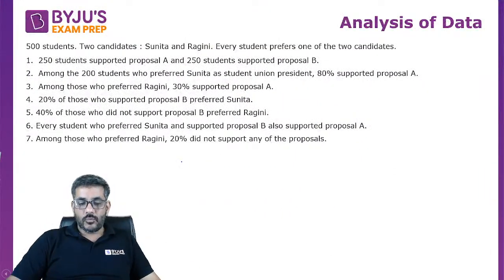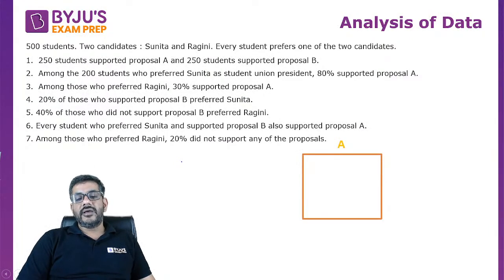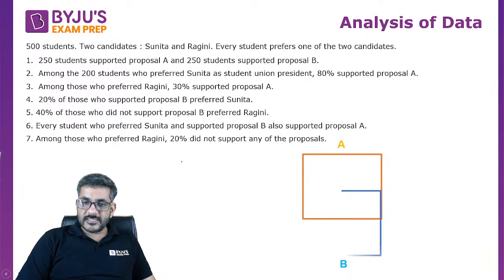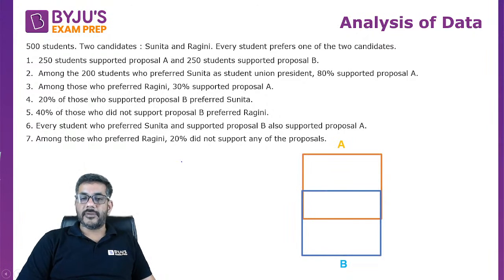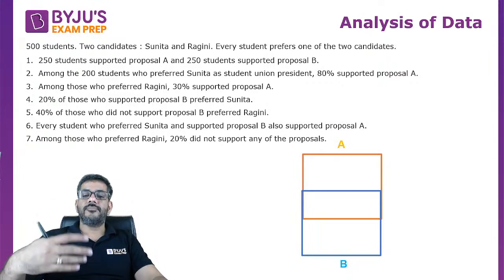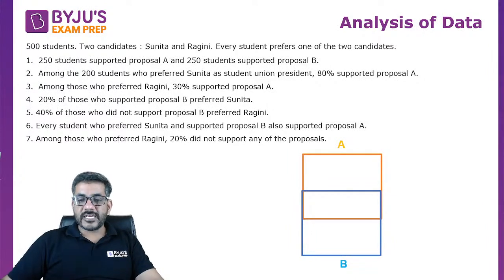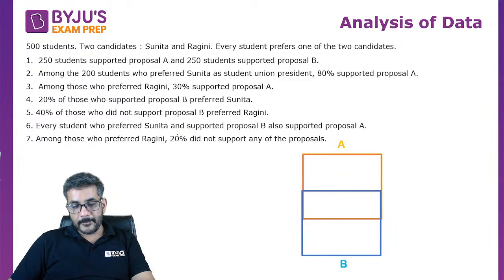In my opinion, what did I do? I made some squares rather than some circles. This square is representing people who support A. This square represents people who support B. So this is the common area, people who support A as well as B. And people outside the two squares are the people who support none. So supporting A, supporting B, and outside we have people who support none.